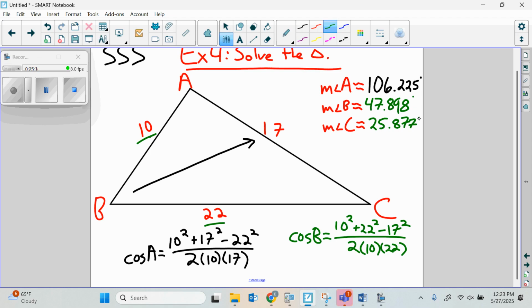If you combine your knowledge of law of cosines with law of sines and SOHCAHTOA, you guys can solve any solvable triangle in the world.